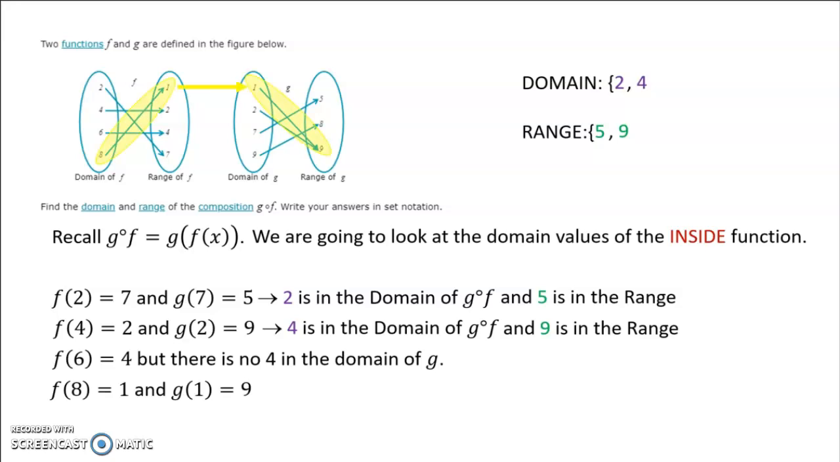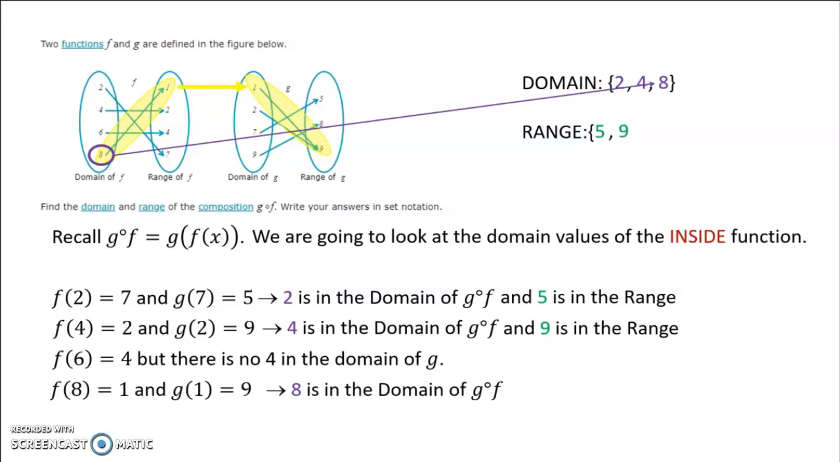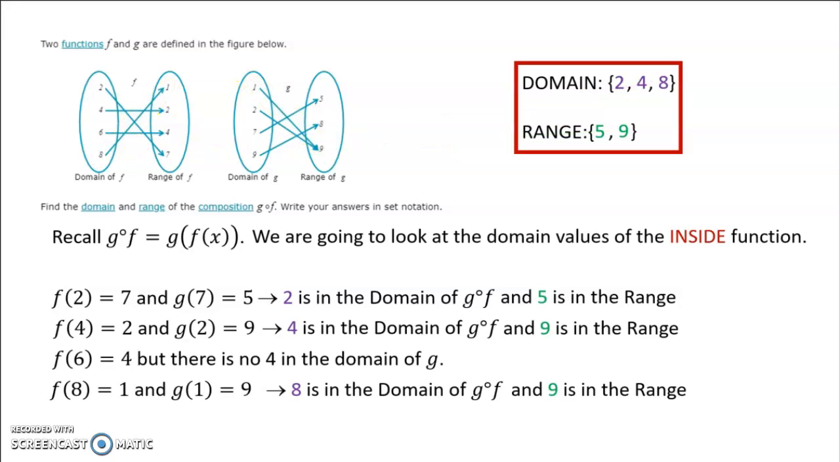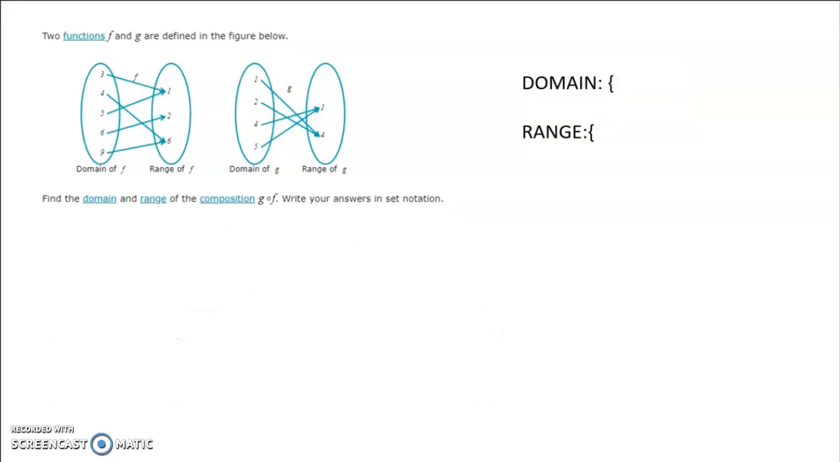Next value, f of 8 is 1, and g of 1 is 9. That means that 8 is in the domain, and 9 is in the range. And again, since the 9 was already there, we don't need to write it again. And there is our answer for the domain and range of the composition. Last one. So here's our function. Again, we're doing g of f.